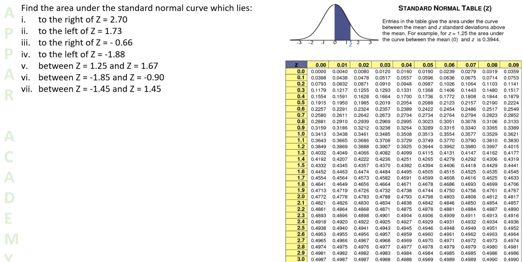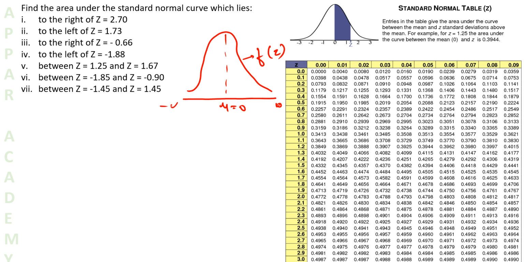Find the area under the standard normal curve which lies to the right of z equal to 2.7. Whenever we are solving the question, to make it easier, all we will do is simply sketch the curve first. So let's sketch the curve. This is mu equal to 0, and this is our f of z, right? This is infinity and this is minus infinity. To the right of z equal to 2.7, first of all, let's mark this z. Z is equal to 2.7.